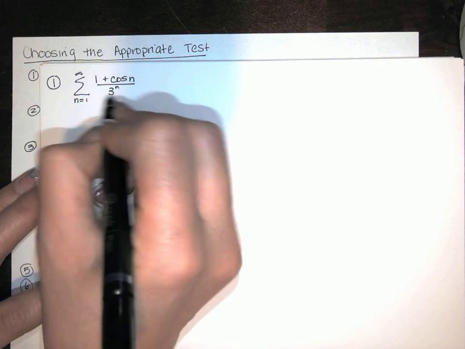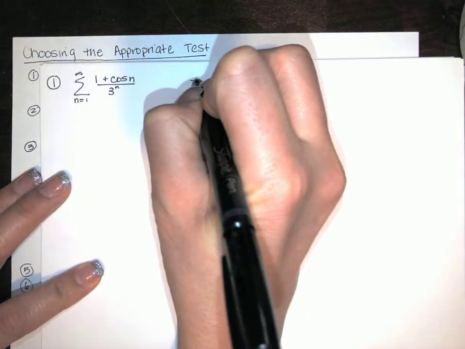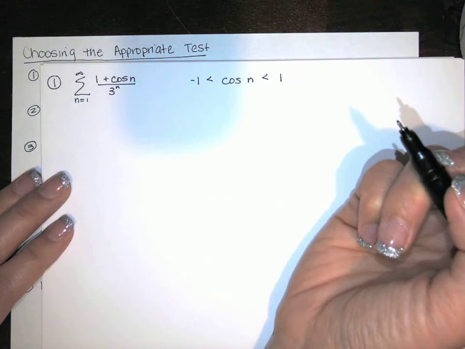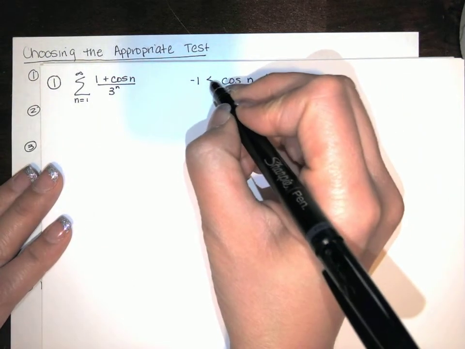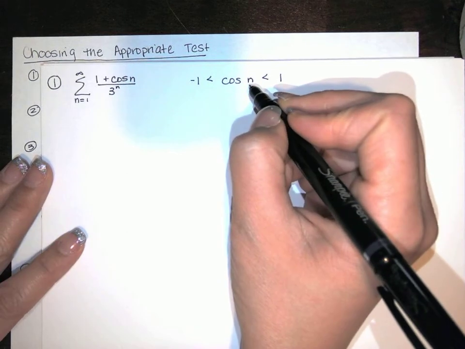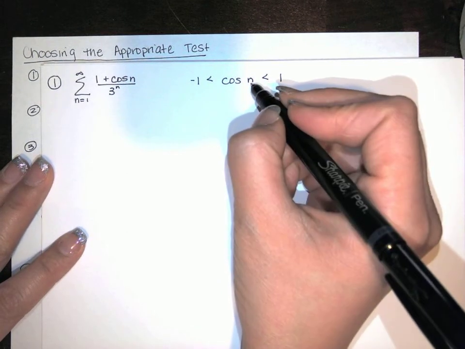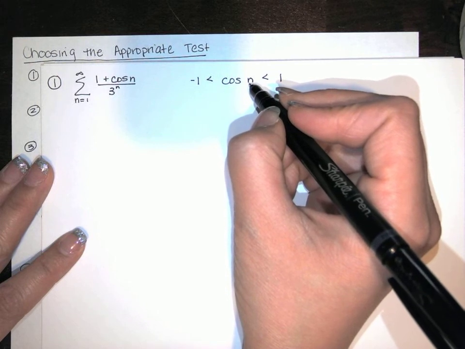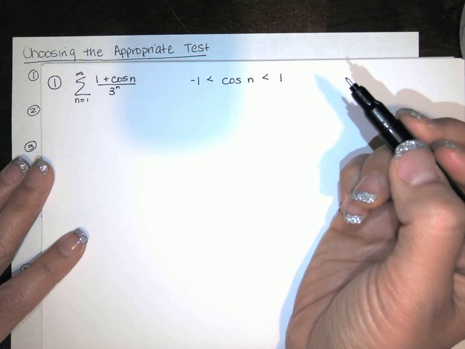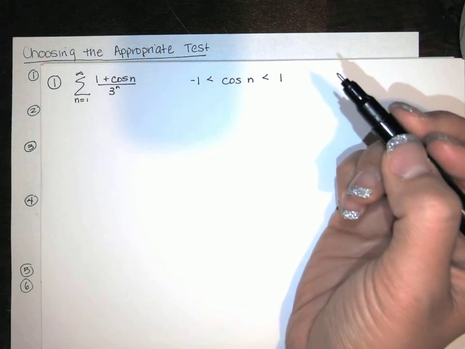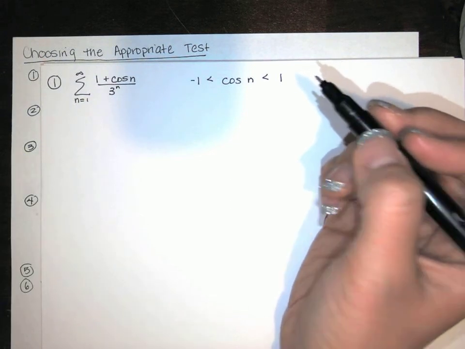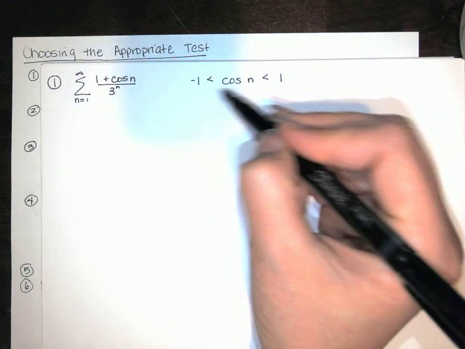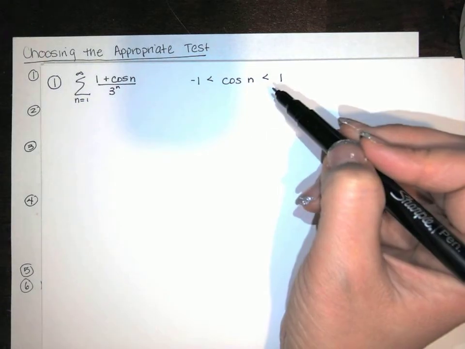So before I even write down the inequality for this, I can write down this inequality. I know cosine of n is between -1 and 1. And I don't have to use the less than or equal to signs because n is a positive integer, and cosine is going to be -1 and 1 at multiples of pi. And this is never going to be a multiple of pi. We're never going to have an irrational number here. So cosine of n is between -1 and 1. You might say, well, how does that help me?